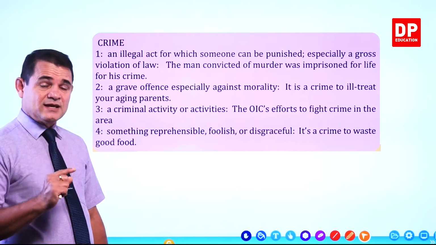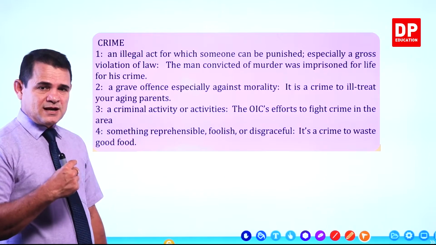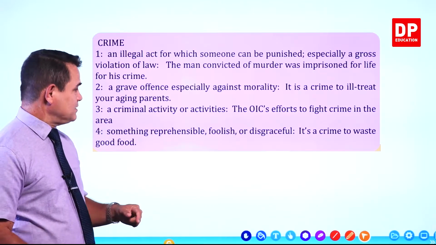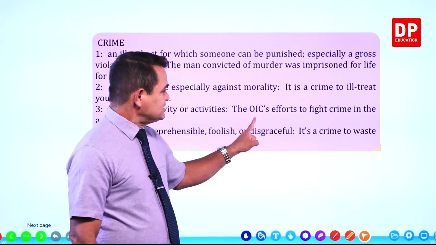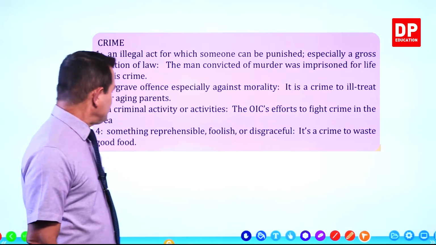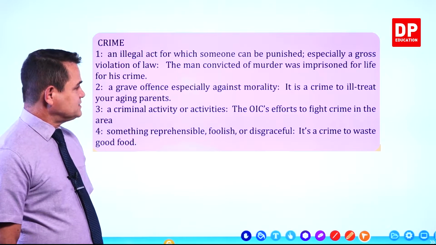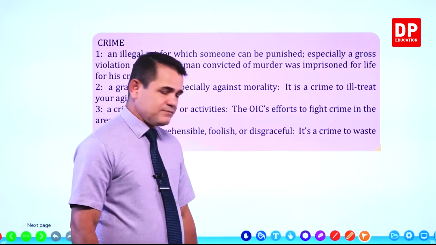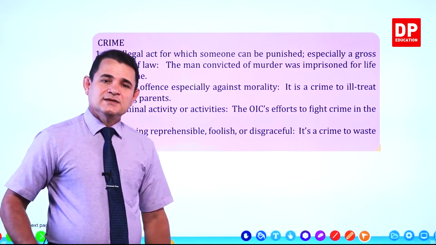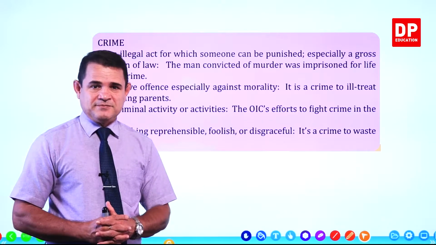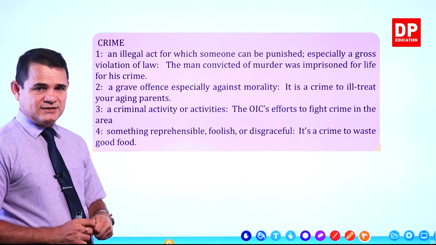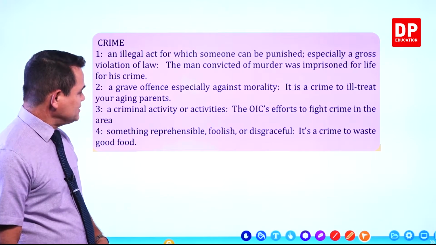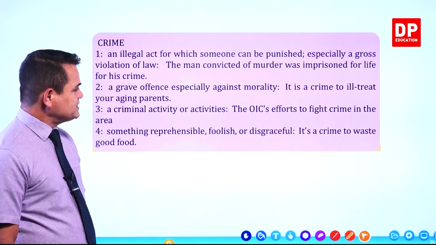So then number 3, a criminal activity or activities, singular and plural. Criminal activity or activities. What is the example? The OIC's efforts to fight crime in the area. The OIC's effort, what is his effort? To fight crime, to act against crimes and punish them. OIC, officer in charge. Right? Next one.